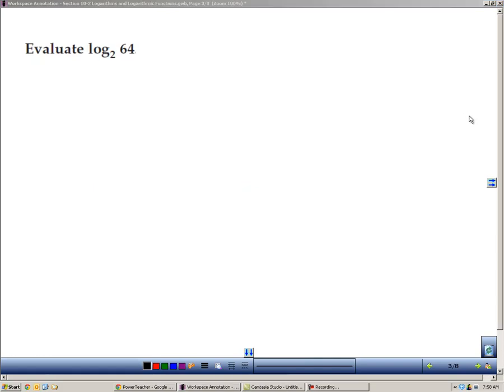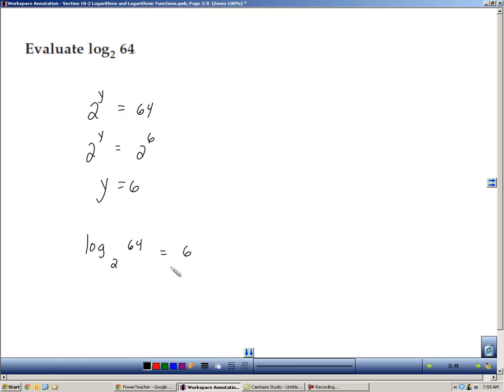So here we have a log that we have to evaluate. Log base 2 of 64 is another way of saying 2 to what power equals 64. That's what log base 2 of 64 is really saying. So from the last section, if we could write these both as 2 to some power, then I could set them equal. Well, 64 is 2 to the 6th power, and now that the bases are the same, we can say that y equals 6. And so evaluating this, we can say log base 2 of 64 equals 6.